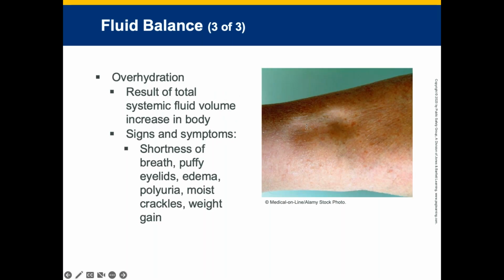Overhydration is a total systemic fluid volume increase in the body, where fluid fills the vascular compartments, filters into the interstitial compartment, which is called third spacing, and is forced from the engorged interstitial compartment into the intracellular compartment, as you can see in the photo. Fluid backup can result in death.